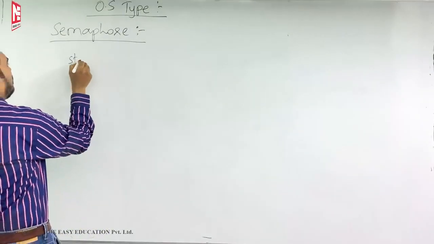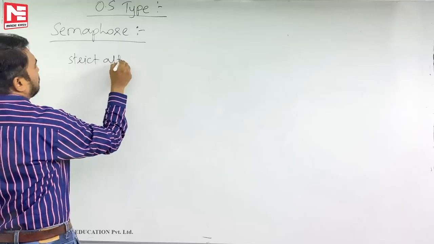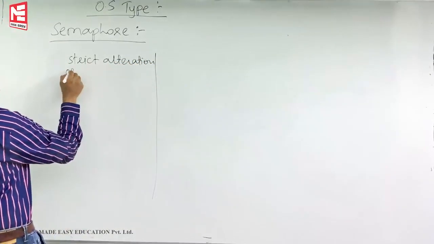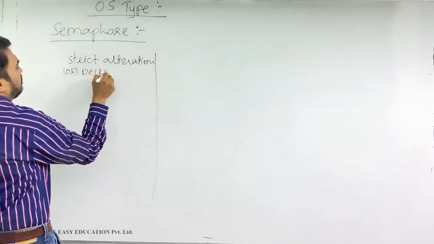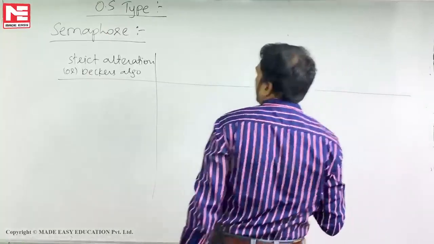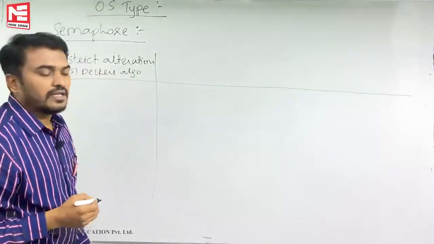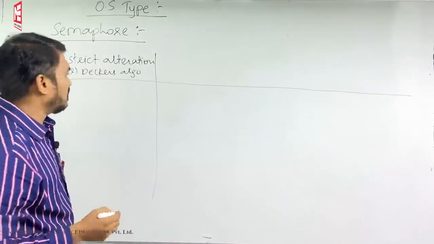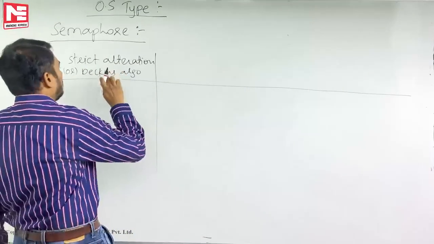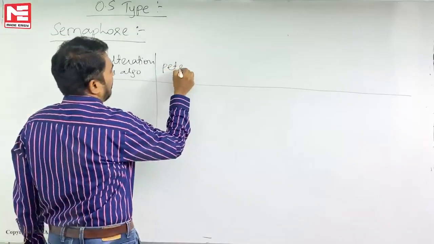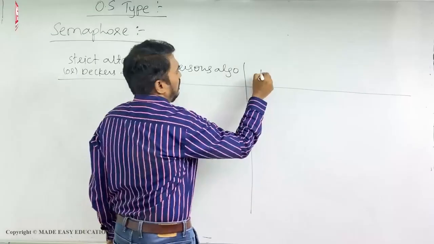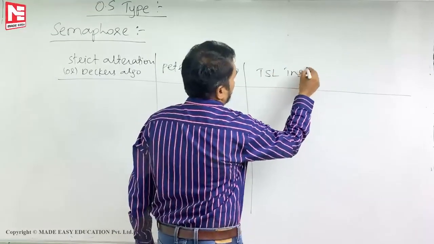Now remember, we have studied strict alteration, Dekker's algorithm. I just wanted to show you the difference: why progress is satisfied, why progress is not satisfied, how to check. A small technique I will show you. Strict alteration we studied, and next Peterson's algorithm we studied, and TSL instruction set we studied.